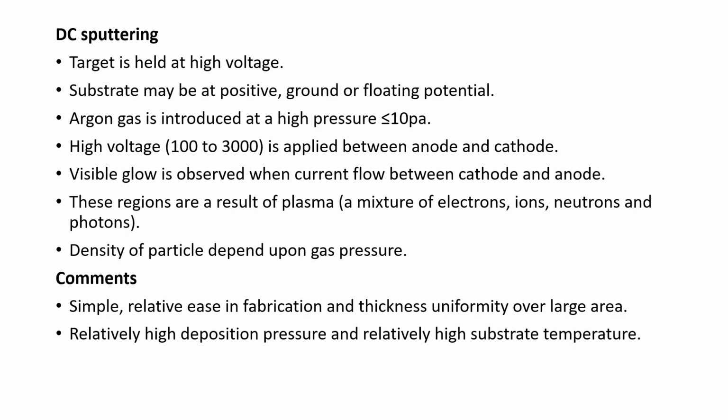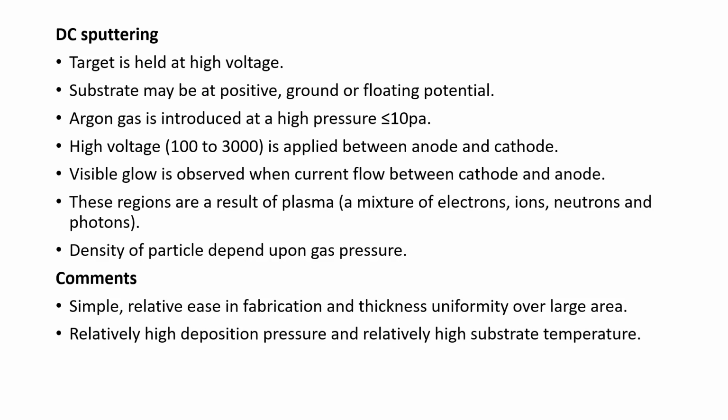Direct current sputtering. The target is held at high voltage. The substrate may be at positive ground or floating potential. It means that the substrate is at the anode and the target is at the cathode. Argon gas is introduced at a high pressure, less than or equal to 10 pascal. Electrons moving from cathode to anode strike the argon gas atoms, eject electrons, and argon ions are formed. These ions strike the surface of the target and atoms are sputtered off, and these atoms strike the surface of the substrate and deposit on it.